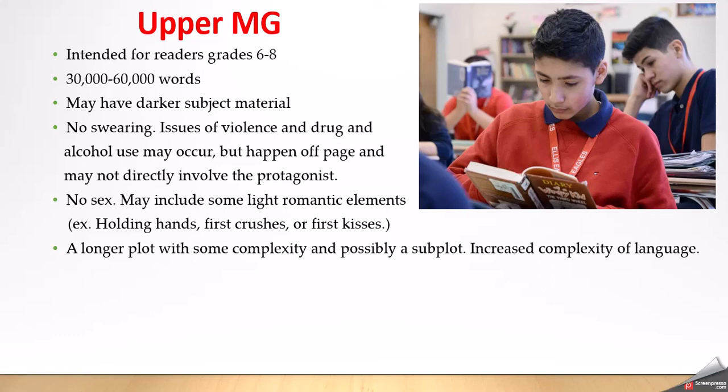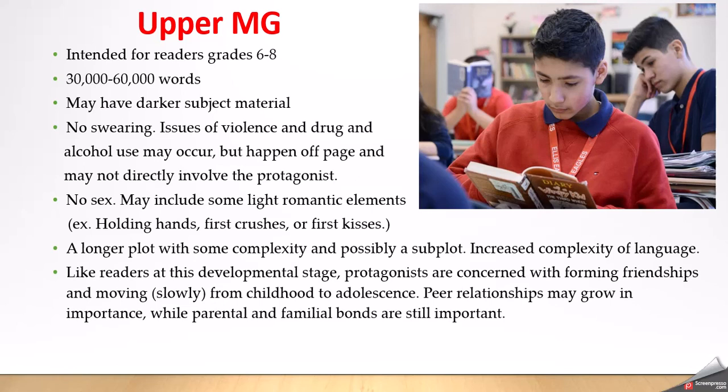A subplot, maybe two, complexity of language, multiple points of view. You might have multiple first-person narrators, with a different person telling each chapter of the story. Like readers at this developmental age, protagonists are going to be a lot more concerned with friendships, peer relationships, acceptance versus rejection. Parents and family are still important, so they're not completely out of the picture yet. And a lot of the time, books for this age range move the protagonist from childhood to adolescence. So that is a major thing to look for.